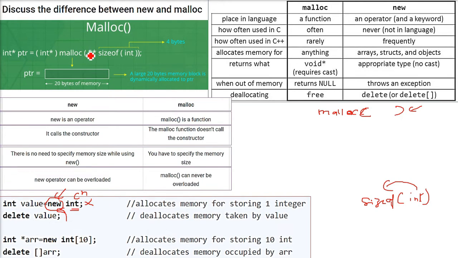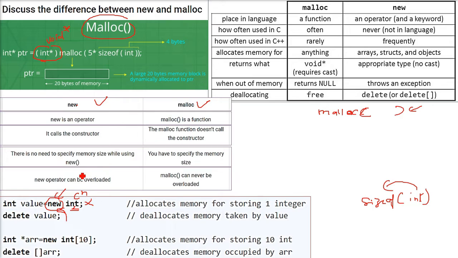So there are a few more differences. For example, new is an operator, malloc is a function. In C++ we use new, in C we use malloc. Otherwise, rarely in other languages. So malloc can allocate memory for anything. New can do it for array, struct, objects, etc. The main thing is malloc is going to return a void star. So you have to typecast it by yourself to int star, right? But you don't have to typecast or anything like that in new.